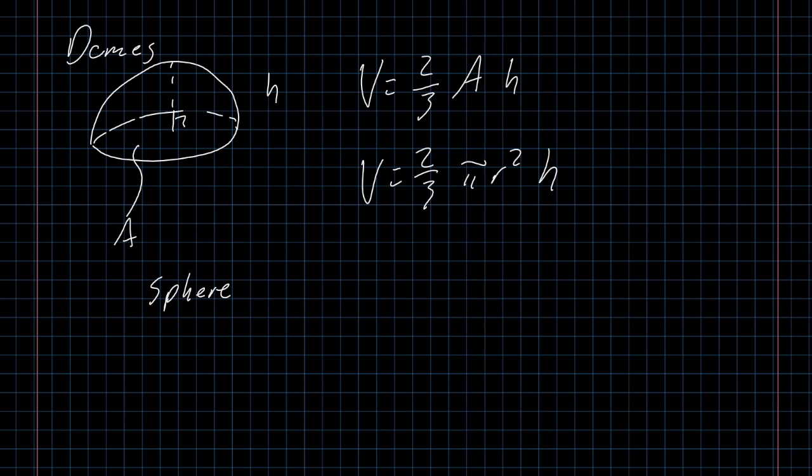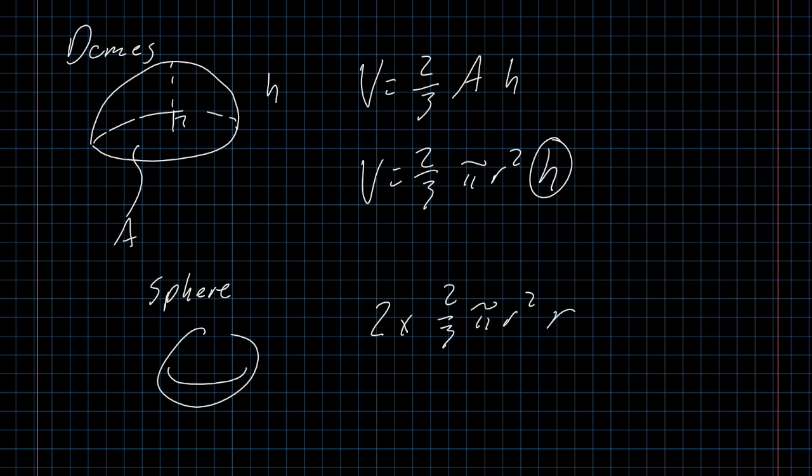A sphere is just a dome on the top and a dome on the bottom. So a sphere would be twice 2/3 pi r squared h, although I guess also in this case, h would be r, so it would be 2 times 2/3 pi r squared r, which comes out at 4/3 pi r cubed.